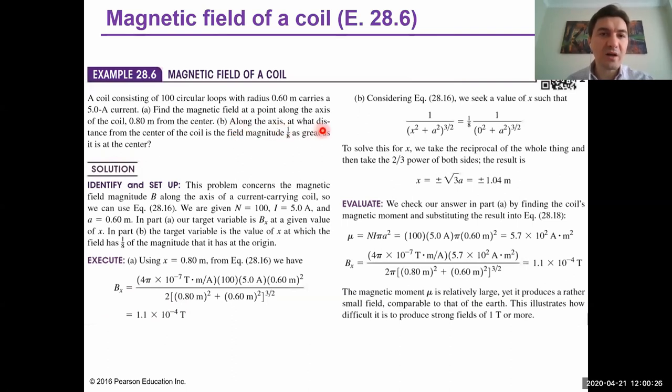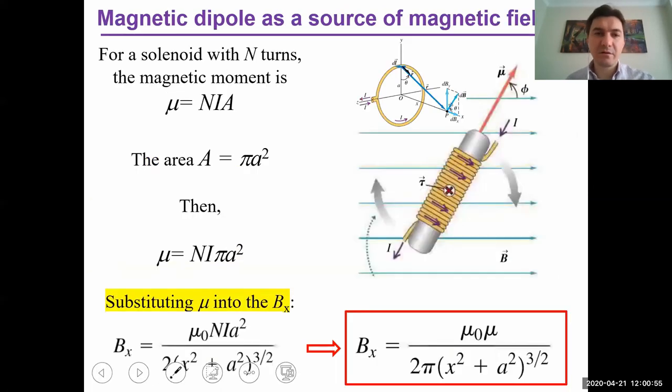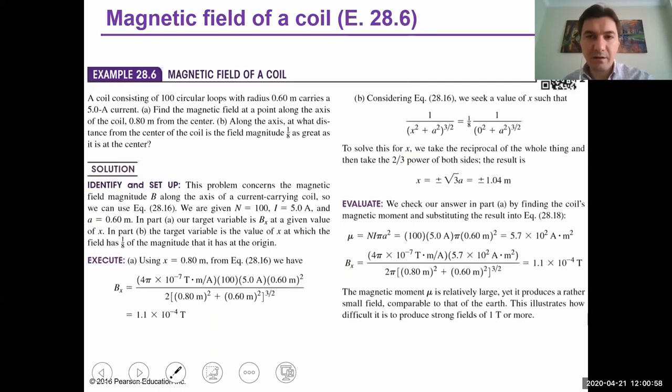Along the axis, at what distance from the center of the coil is the field magnitude 1/8 as great as at the center. So what we have learned here is that at the center of the coil, the magnetic field is maximum, and then it goes down with distance from the center of the coil, okay? So the question is that we have a certain distance from the center of the coil, and then we have a certain magnetic field at that distance. And that magnetic field is less than the magnetic field at the origin of the coil.